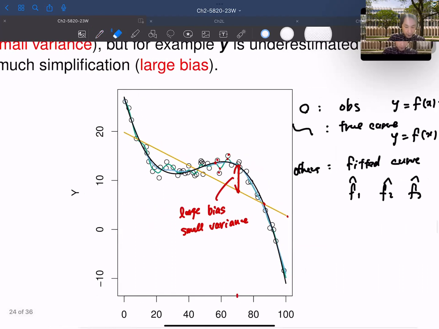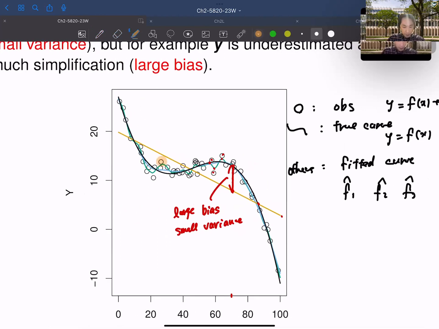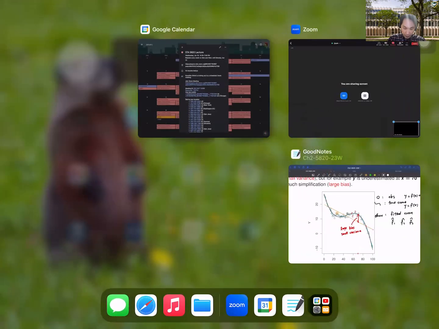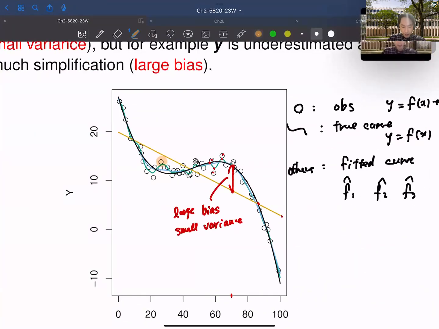If we, for example, remove this observation, this green curve probably becomes smaller around maybe x equal to 25 to 30. So it's very unstable. Removing one point or adding one point changes the curve a lot. And the blue curve is a good one to balance between bias and variance, so that it approximates the black curve best.